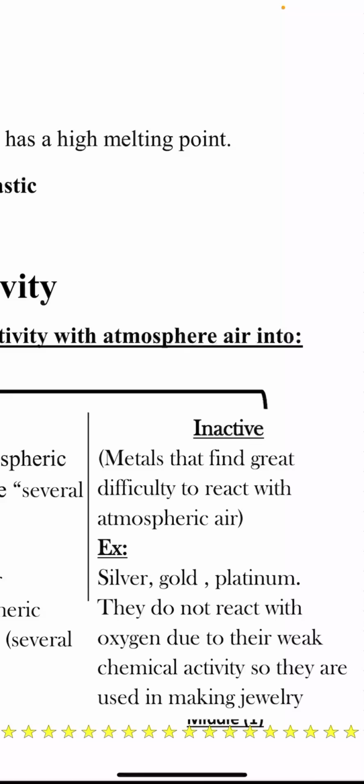Inactive metals find great difficulty to react with atmospheric air, maybe don't react with atmospheric air at all, such as silver, gold, platinum. They don't react with oxygen due to their weak chemical activity, so they are used in making jewelry, such as silver, gold, platinum, nickel, chromium. We can make jewelry from silver and gold because they don't rust, okay, because they find great difficulty to react with atmospheric oxygen.